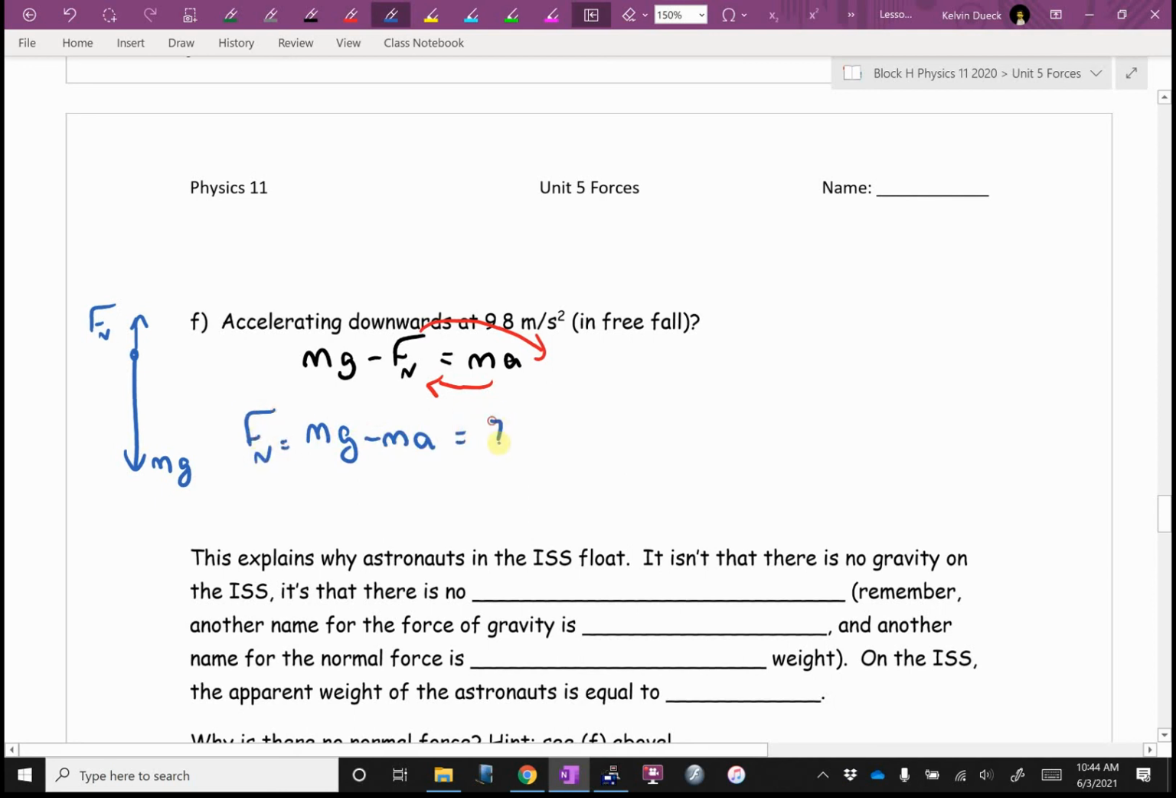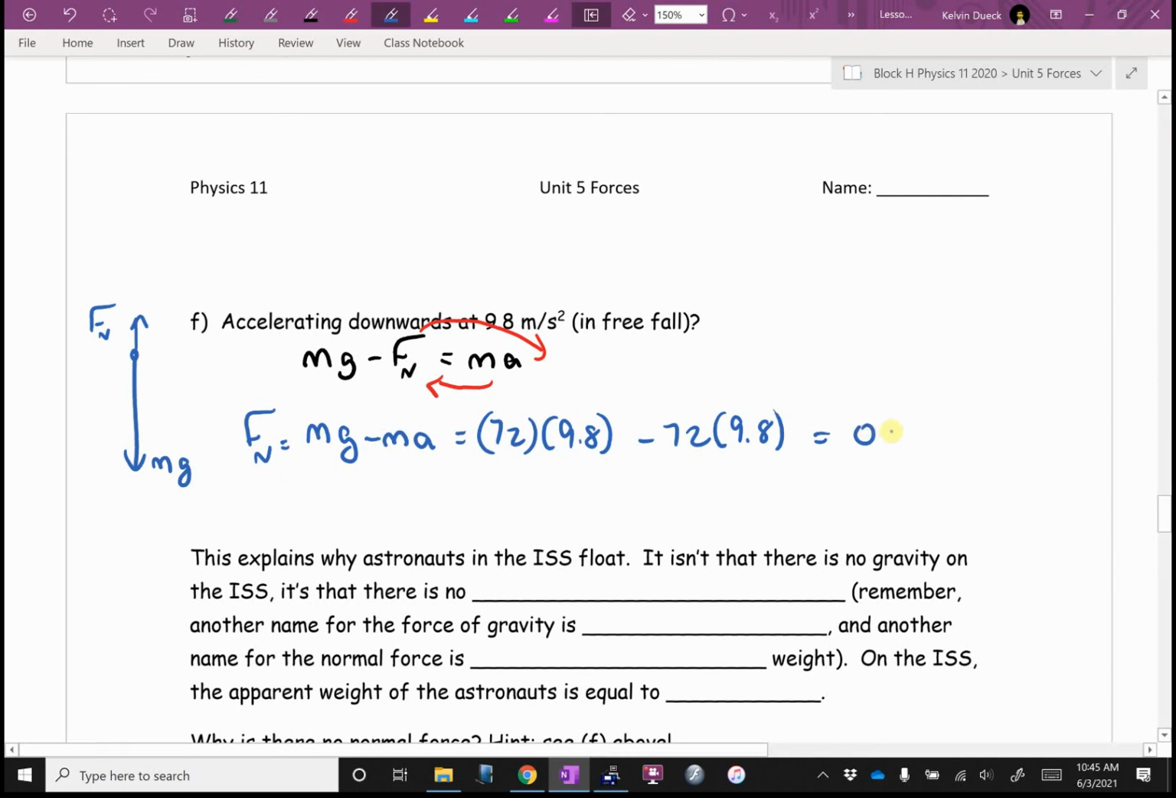What's m? 72. What's g? 9.8. Minus, what's m? 72. What's the acceleration in this question? No. We took care of our negatives and positives by going winner minus loser. What is 72 times 9.8 minus 72 times 9.8? What's the normal force?